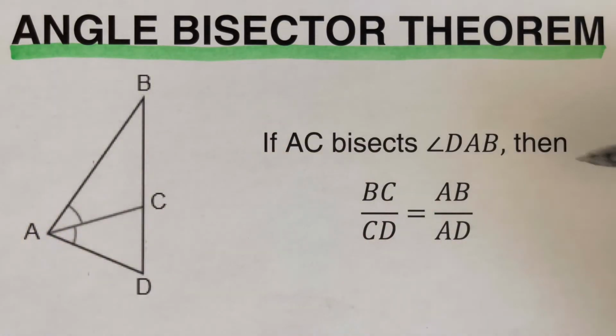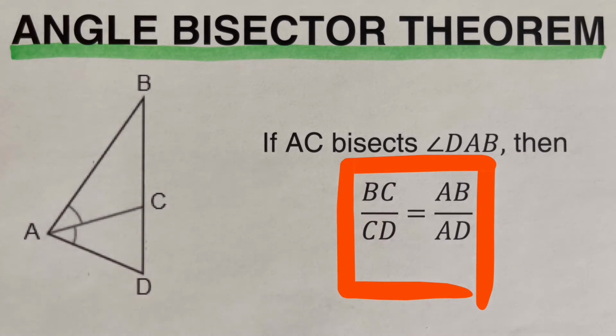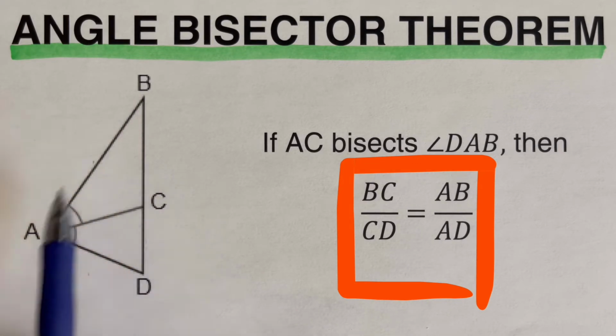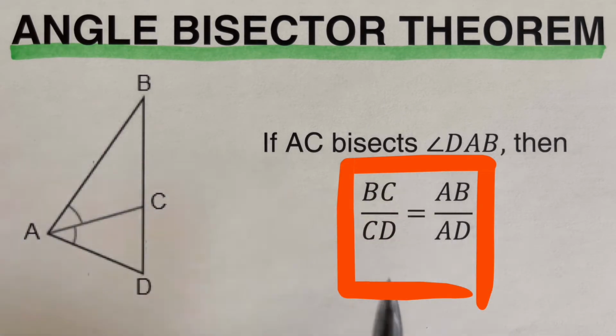We can therefore say that BC over CD is equal to AB over AD. So this is the formula for the angle bisector theorem. Now, please take note that these letters A, B, C, and D are variables. It doesn't have to be A, B, C, and D in all problems. And even if we rotate this picture, as long as we get an angle bisector, then we can go ahead and use this angle bisector theorem. Now, let's take some examples.